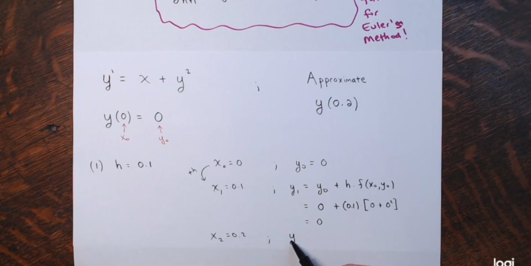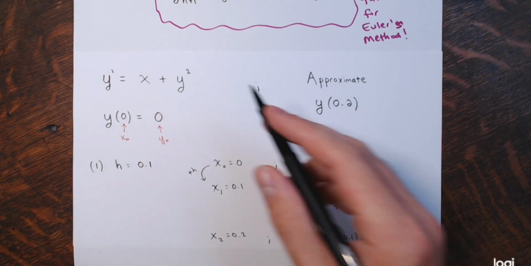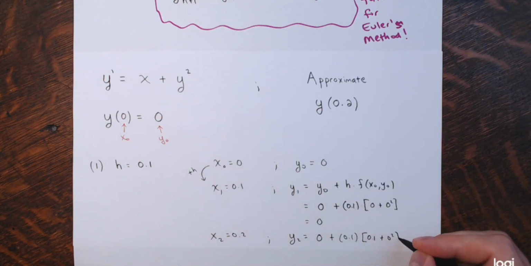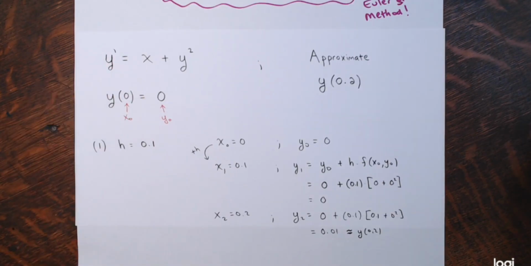And then y sub 2 will be y sub 1, which is 0, plus h, 0.1, times x sub 1 squared, so 0.1, plus y sub 1 squared, so plus 0 squared. And we're just getting 0.1 times 0.1, which is 0.01, right? So all I'm getting for the approximation here of y at 0.2 is 0.01. Right? But again, I could have easily done this on a calculator.